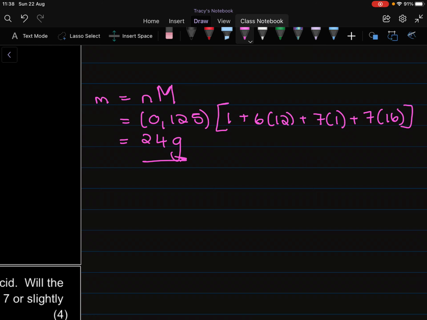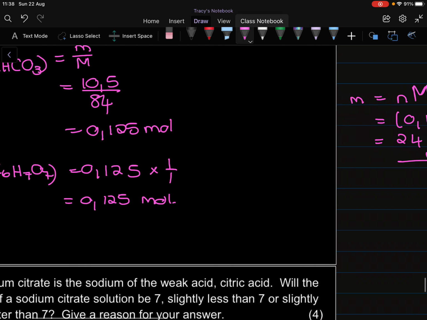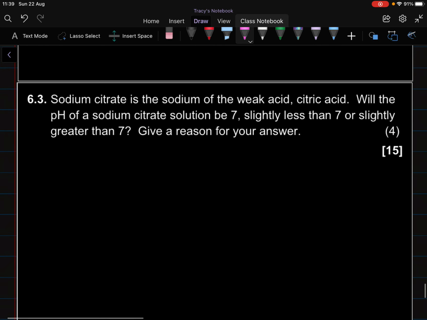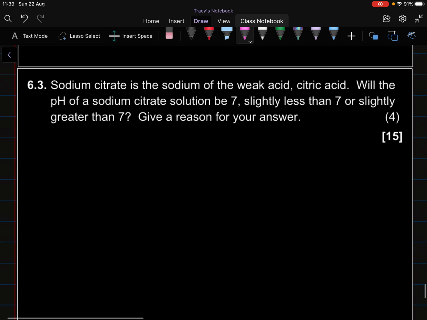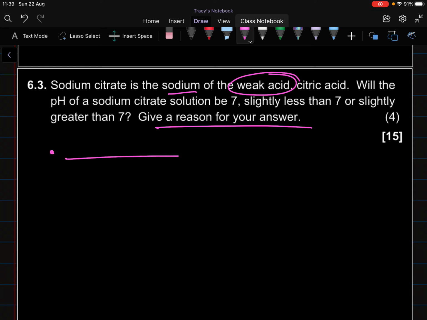Okay? We good? Right. Now, sodium citrate is the sodium salt of a weak acid, citric acid. Will the pH of the sodium citrate be 7, slightly less, or slightly more? And then they want you to give a reason. So let's just see what happens. I'm not going to put the answer yet. Let's talk through the reasons.